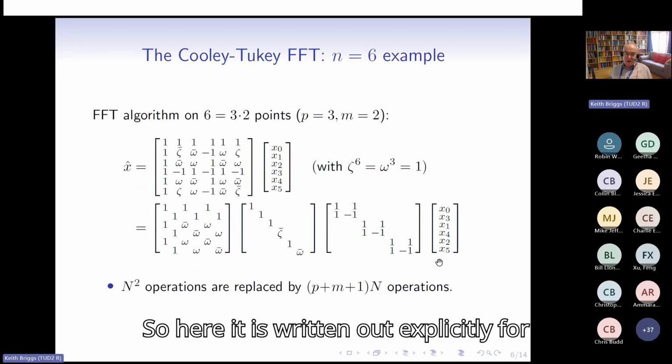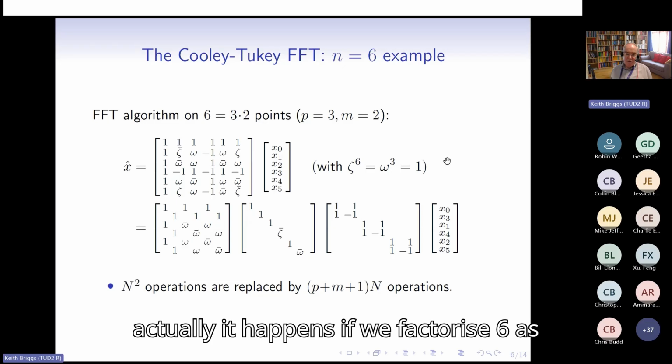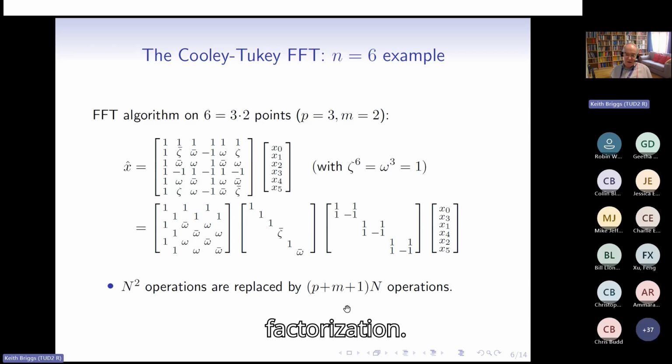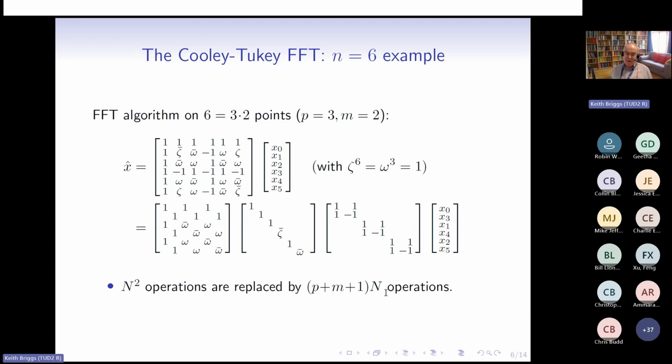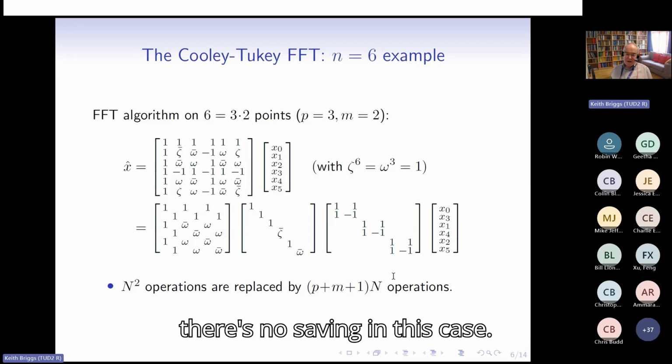So here it is written out explicitly for n equals 6. And actually, if we factorize 6 as 3 times 2, that's the only sensible factorization, then 3 plus 2 plus 1 is 6. So in fact, looking at the bottom line, we haven't reduced the number of operations. So there's no saving in this case.